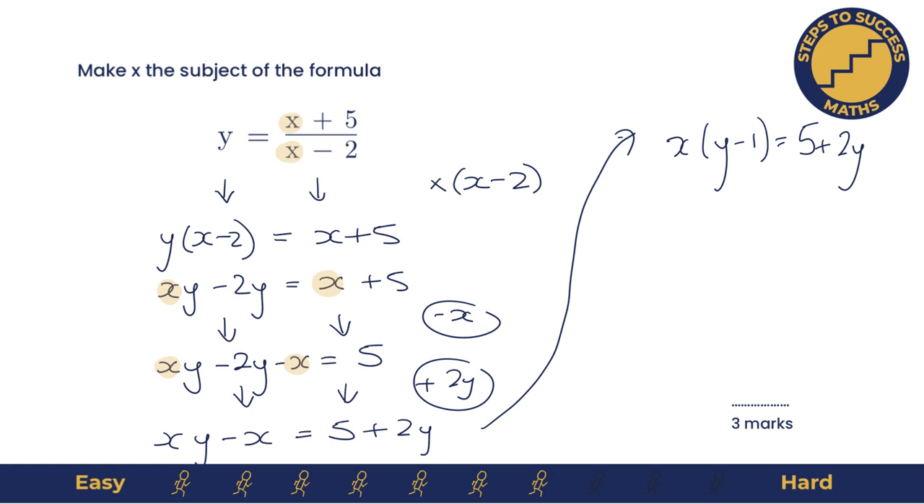And our last step needs to be to divide by everything inside the bracket. So x equals 5 plus 2y, all divided by y minus 1. Remember, make sure your division line, your fraction line, is nice and long so you know everything is dividing by it. These are quite tricky. Let's keep practicing and do another one.